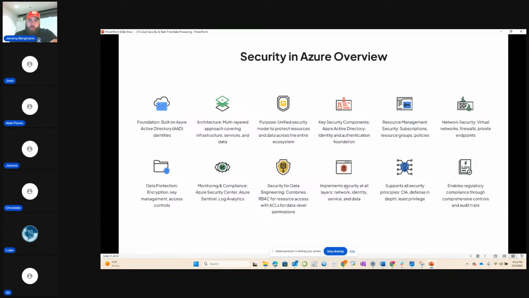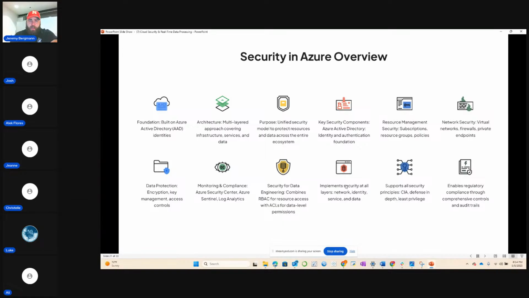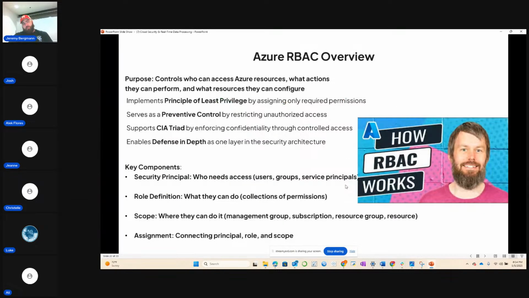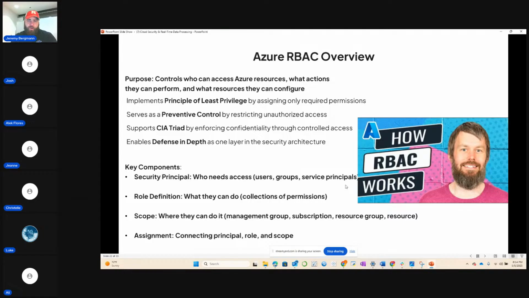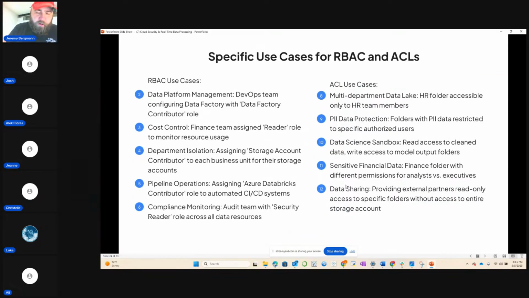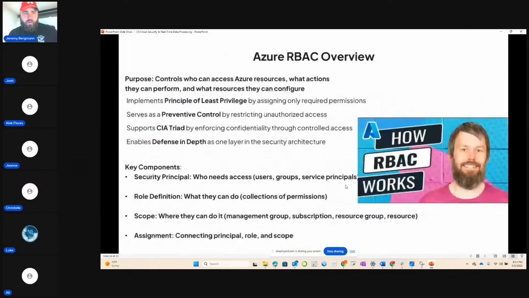So we're now going to evaluate the two main types of security controls within Azure. We have role-based access control, and then we have access control lists. They have two different purposes, so we're going to highlight that here. Role-based access control is the one that you would use the most within Azure.